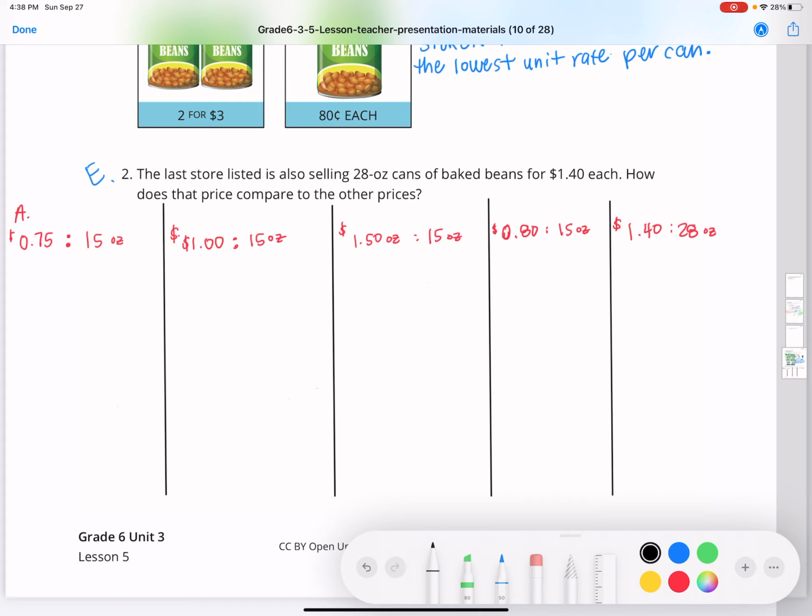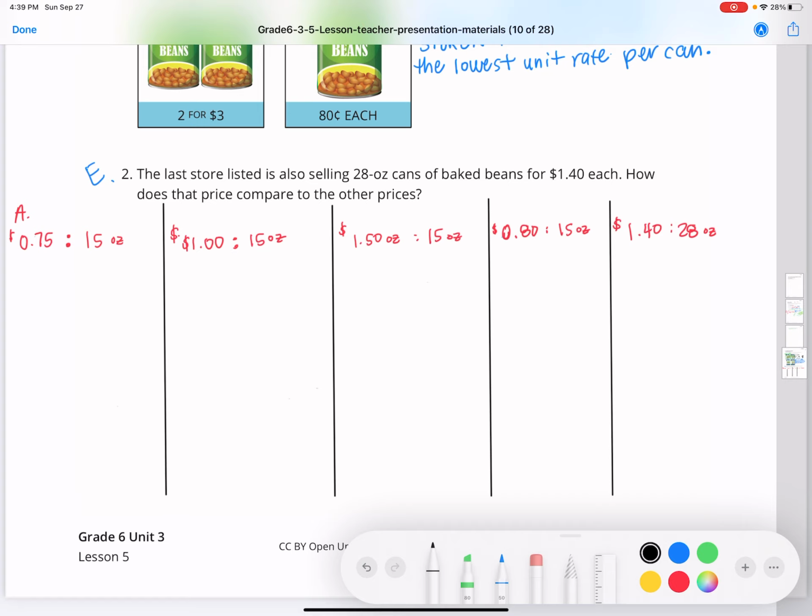So I'm going to find out how much 1 ounce of beans costs. Now I know that may seem ridiculous, but I can bring it down to how much 1 ounce of beans costs per store, and then I can see the difference. Now you also can compare the prices, but since I did that in the last question, I'm going to challenge myself to compare the ounces this time and not the prices.